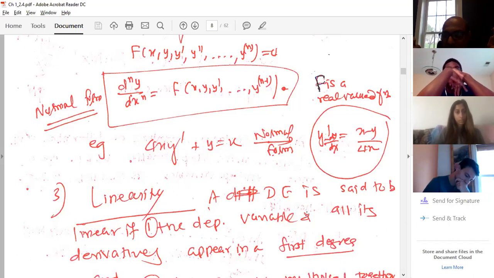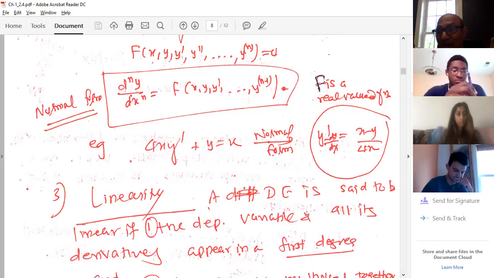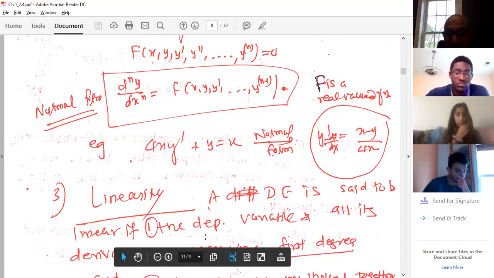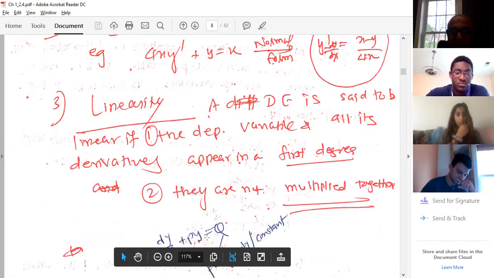The dependent variable, would it be y? Y. And y depends on x, right? y equal to f(x). Is it okay, Margie? Yeah. Right? So dependent variable y and all its derivatives means y dash, y double dash, y triple dash, y to the power 4, and so on. So dependent variable and all its derivatives appear in a first degree.